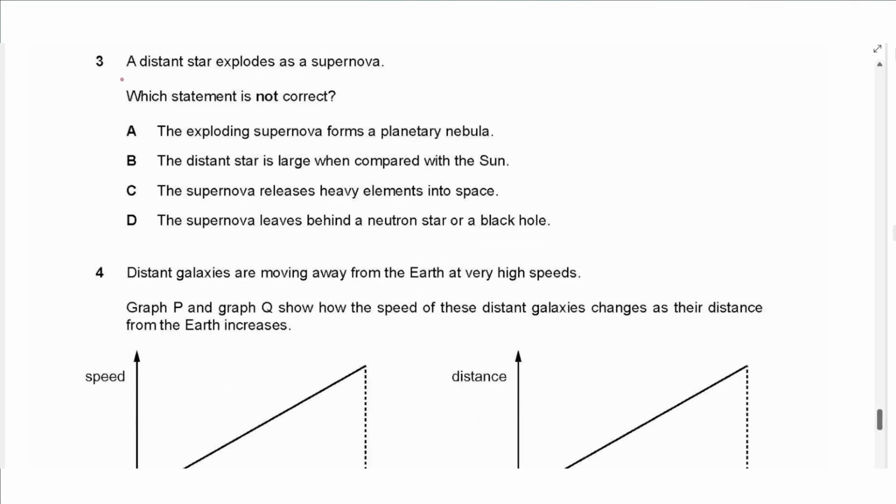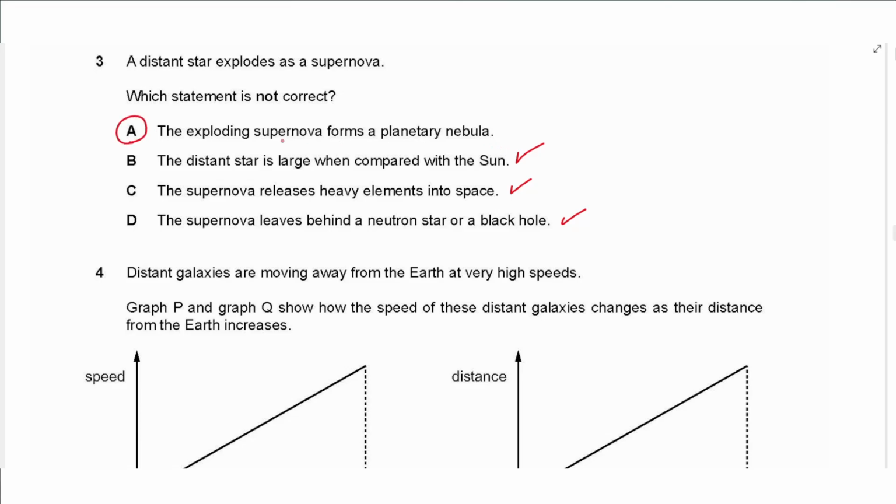The next question says, a distant star explodes as a supernova. Which statement is not correct? The exploding supernova forms a planetary nebula. The distant star is large when compared with the sun. The supernova releases heavy elements into space. The supernova leaves behind a neutron star or a black hole. Actually, the last one is correct. This one is also correct. A distant star is large when compared with the sun. Yes, because it causes a supernova. A supernova happens when the mass is much greater than the sun. So we are left with A.